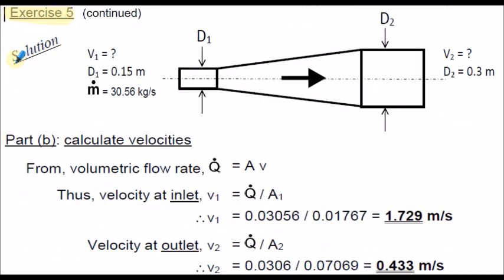Exercise 5 solution continued. Here's part B, calculating the velocities at inlet and outlet. So from the continuity equation, we can find the inlet velocity V1 and the outlet velocity V2.